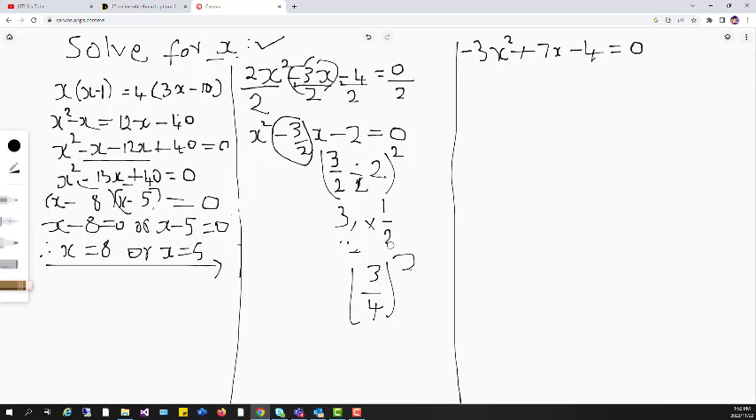So what are we going to do with that? We took 3 over 2, we divided it by 2, and then we got 3 over 4, and then we square that. So remember, we're going to add and subtract it from the equation. Okay? So then we're going to have x squared minus 3 over 2x. What do we do after this second term? We add and subtract this.